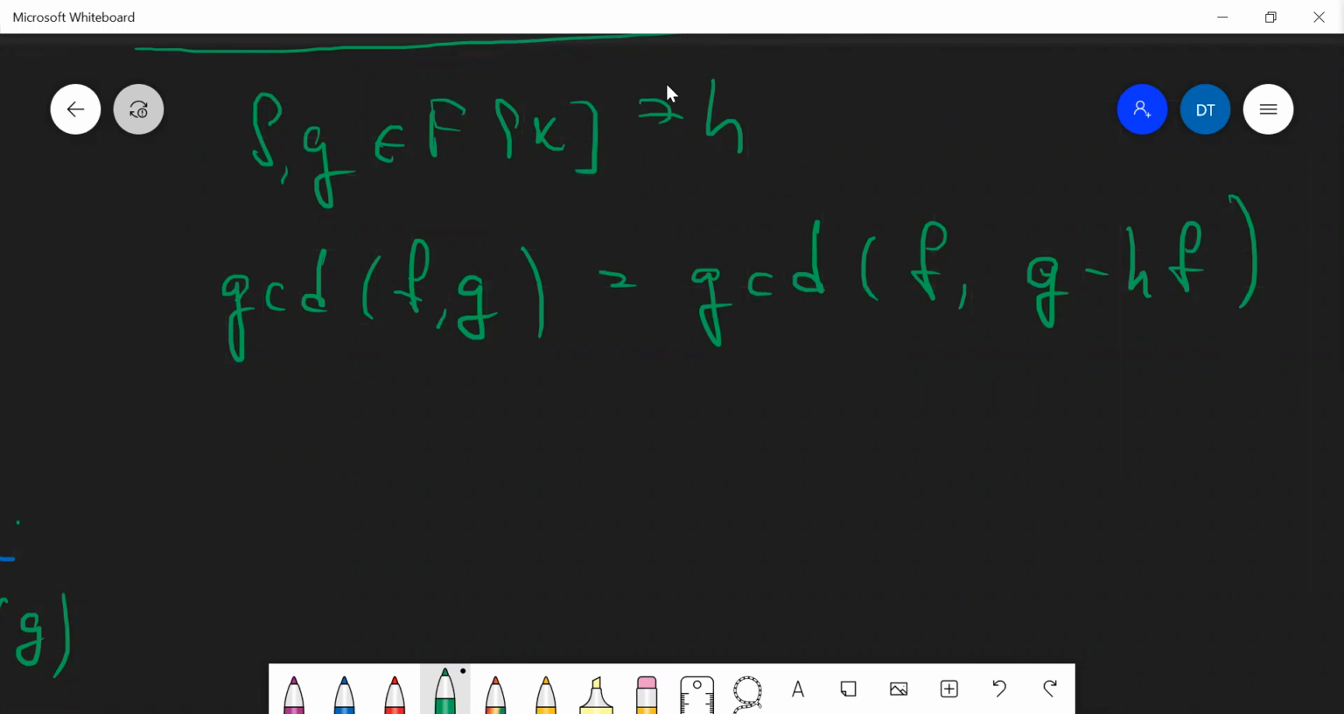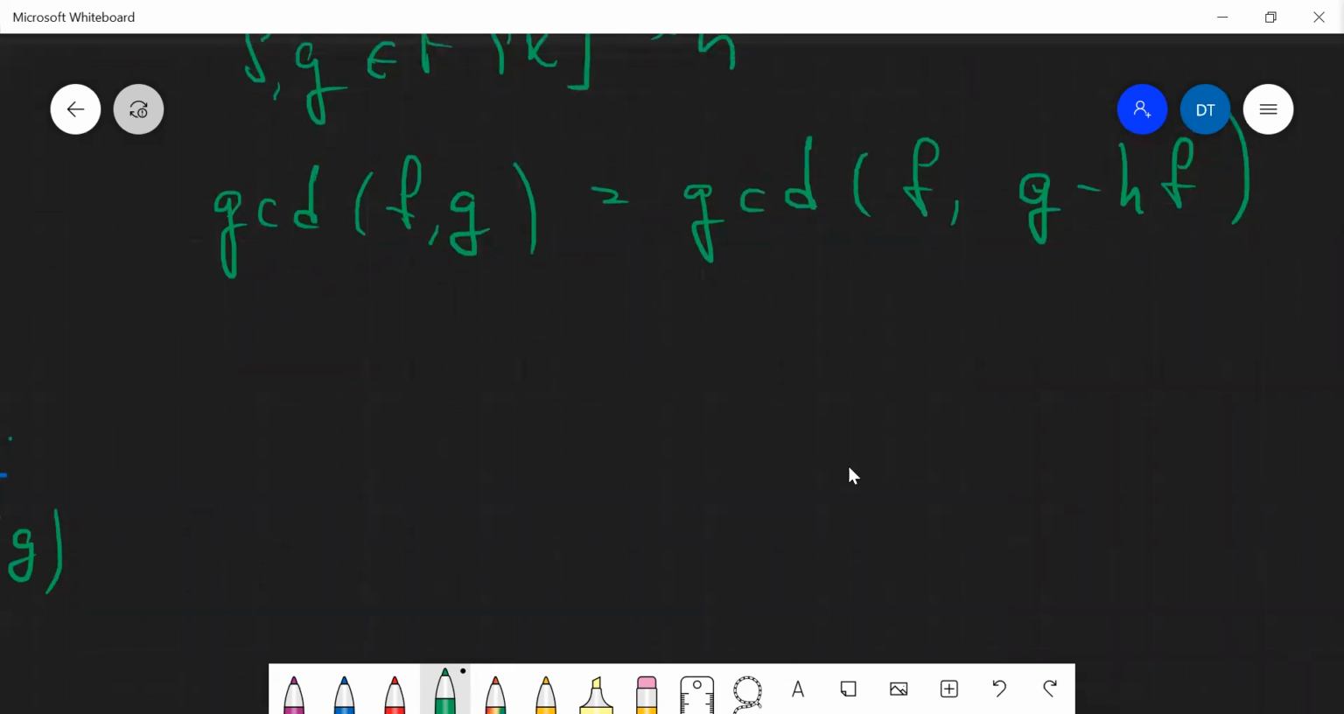Yeah, so if we have three polynomials, f, g, and h, then we have this property that the greatest common divisor for f and g is exactly the same as the greatest common divisor for this new pair of polynomials. You already know exactly the same rule for integers. So when you use the extended Euclidean algorithm to compute GCD, you use the same property. First of all, let me explain how to prove why this property holds.